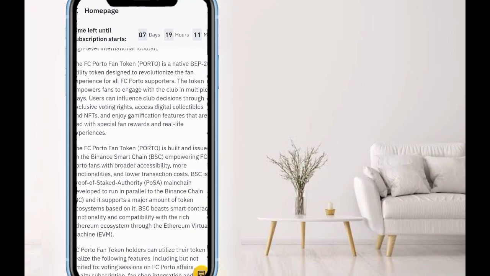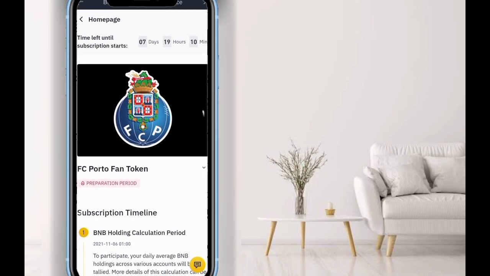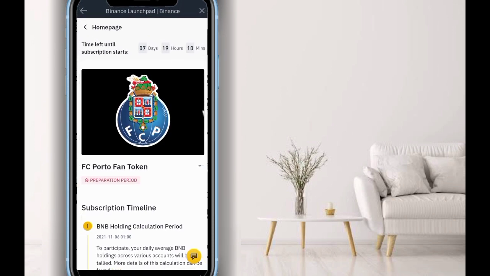Now you need to know that the FC Porto Fan Token is built on the Binance Smart Chain network and it's going to explode in no time. So watch the market and take advantage of it. Now let me show you how you'll be making this 10x when you have successfully participated on their IDO.